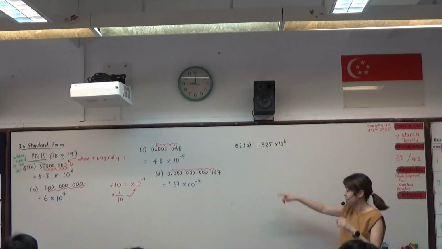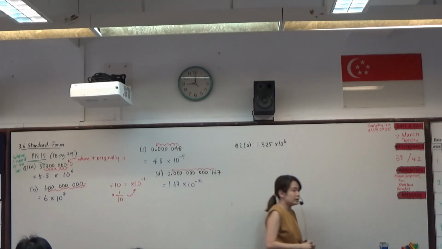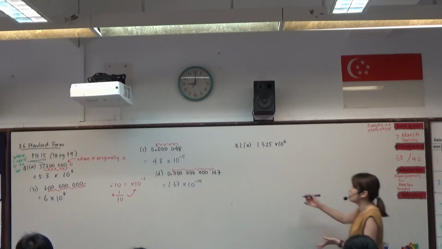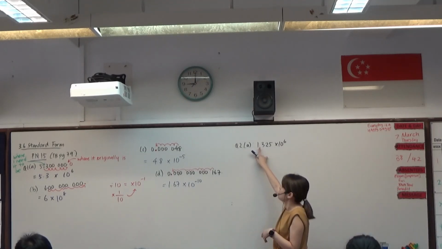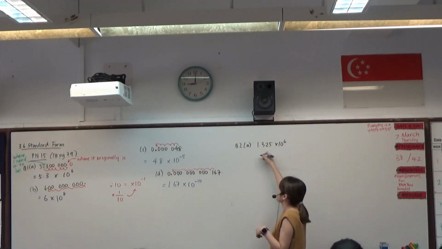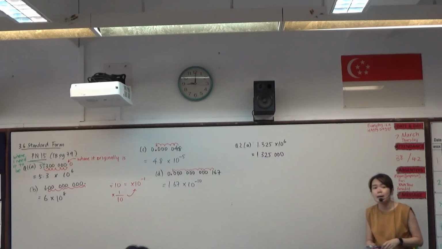So can you try? What do you get in your calculator if you put this in? Do you get the full number? Oh, you don't get it? So it really depends on calculator models. But of course this one is a simple thing. We know that times 10 to the power 6 means that from where the decimal place is, we are moving the decimal place to the right 6 times. Hence we are looking at the number 1,325,000.